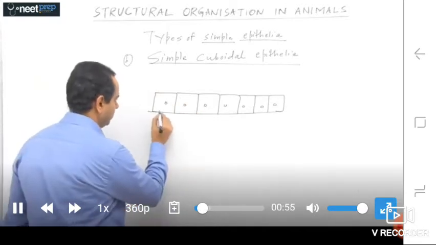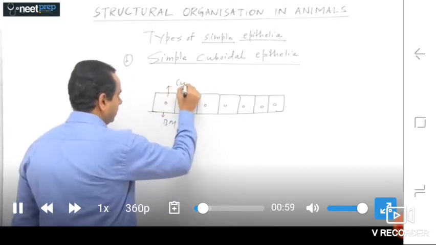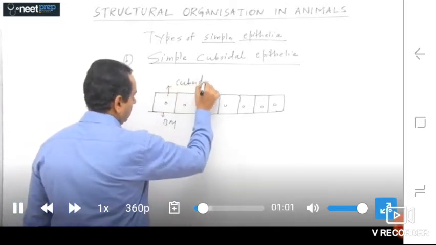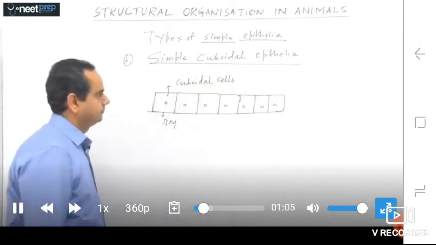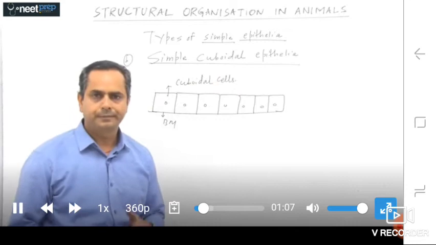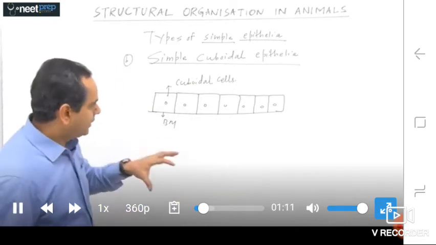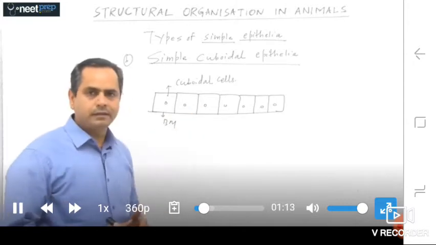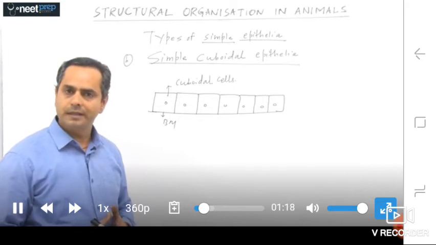This is the basement membrane. And here it is cuboidal cells, cube-like cells arranged in a single line. Because of that cuboidal structure of cells, this kind of epithelia is called simple cuboidal epithelia.